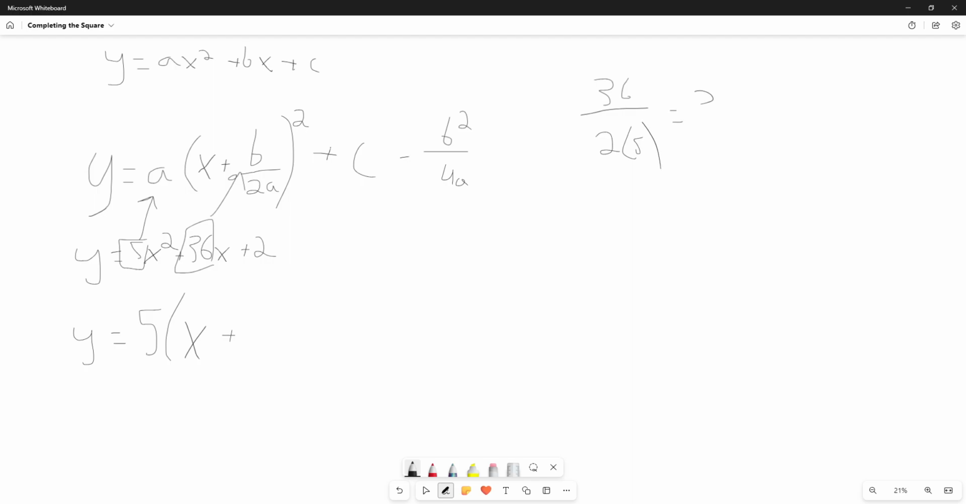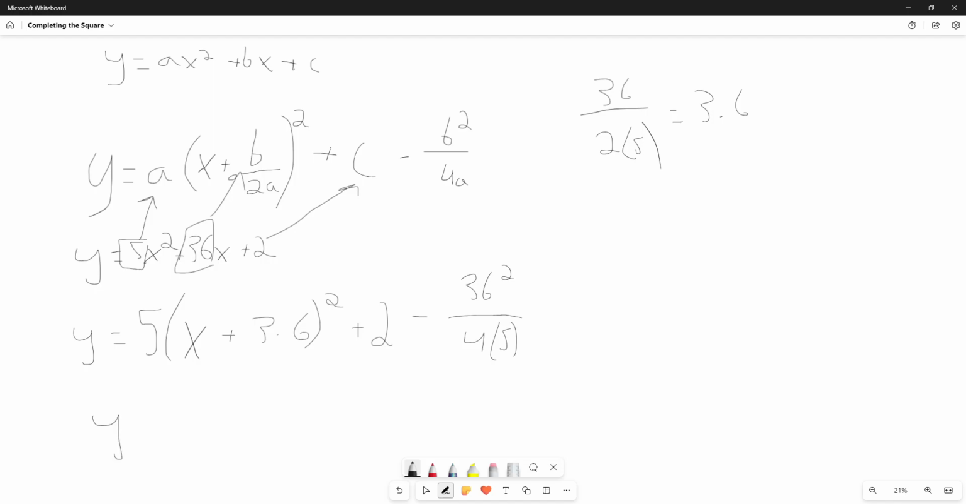It gives us 3.6. So x plus 3.6, remember, we have the squared. And then plus c, so we have the c, which is just the 2, right? The corresponding 2 here. And then minus b squared. b squared is 36 squared over 4 times a, which is the 5.